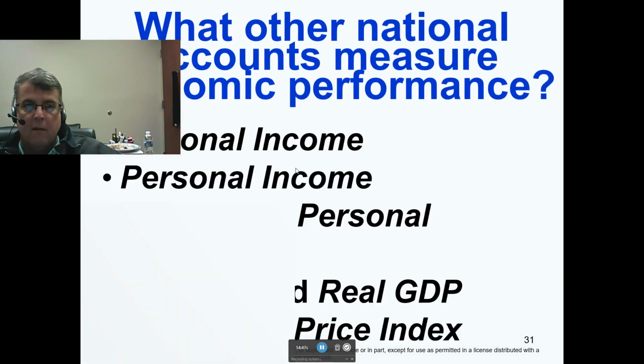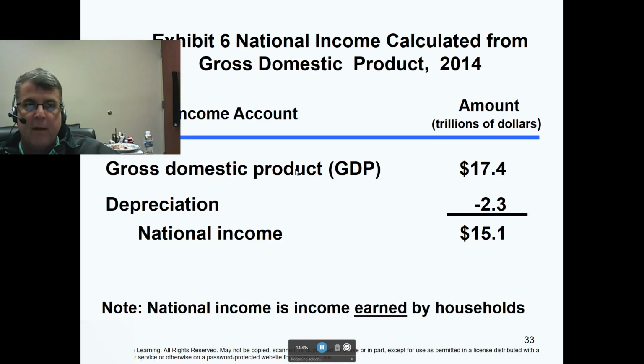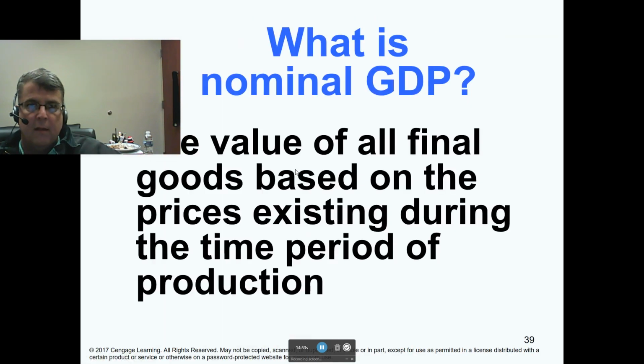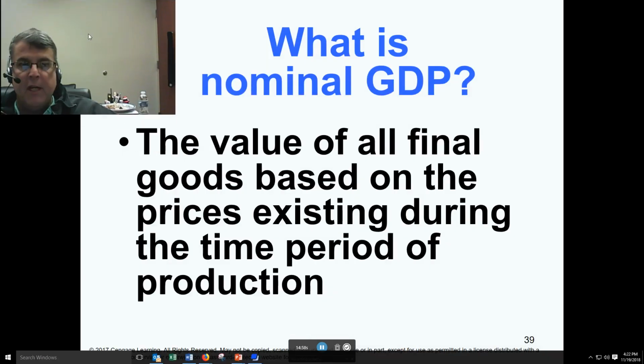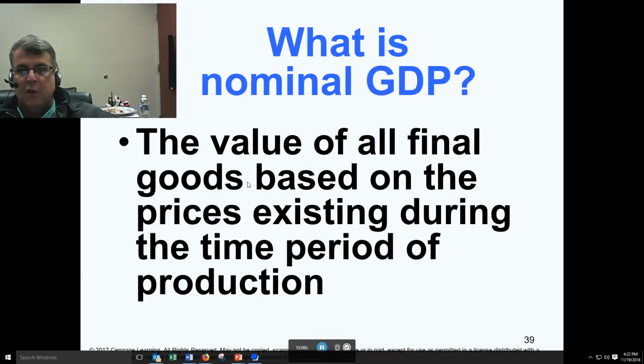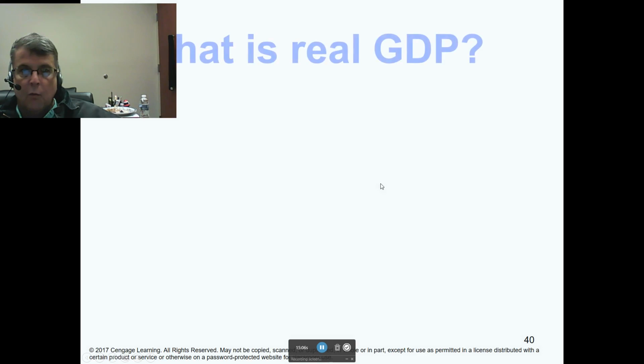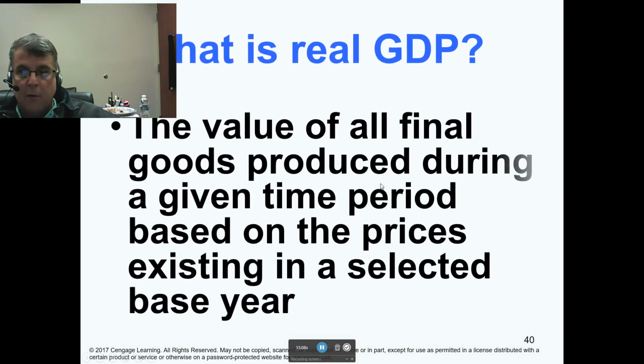Finally, disposable income we've talked about in class. I'm not going to go over these. Nominal GDP and real GDP. Nominal GDP is the value of all final user goods and services based on the prices existing during the time period of production. Real GDP is the value of all final goods and services produced during a given period of time based on the prices existing in a selected base year. We pick that base year arbitrarily.